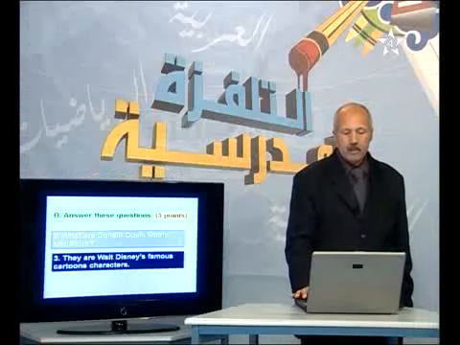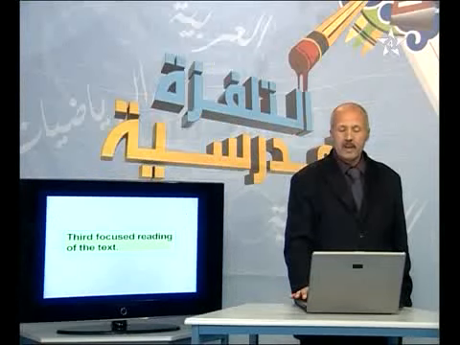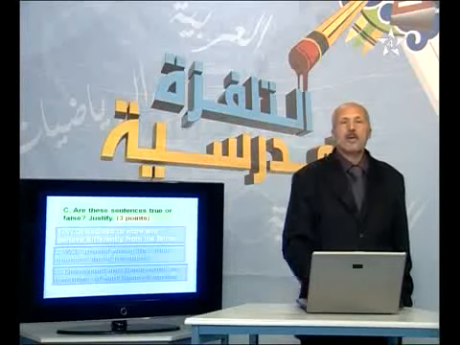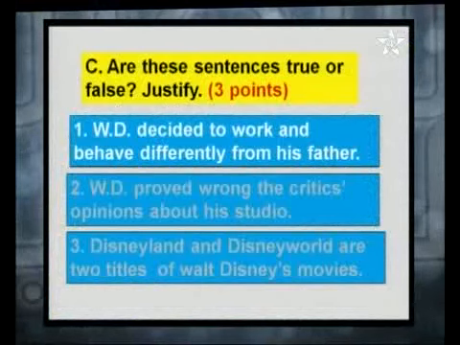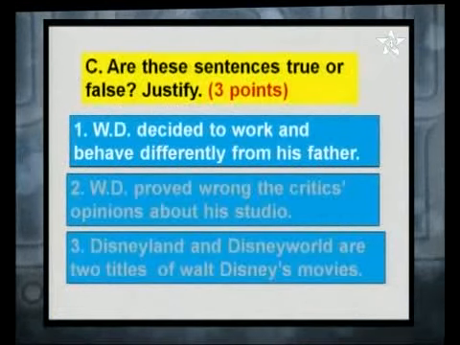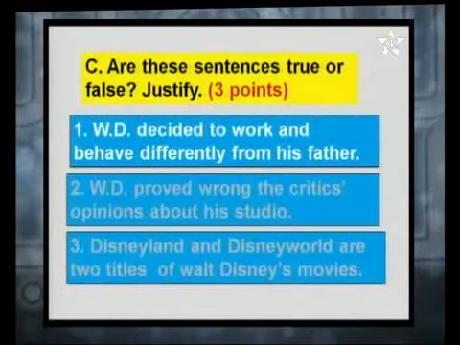Now we finished question B. We move to third focused reading, and we're going to do question C. It's a true-false statement. Are these sentences true or false? Justify. Always try to find the justification for your answer. Don't just write true or false. You get nothing if you don't write the justification.